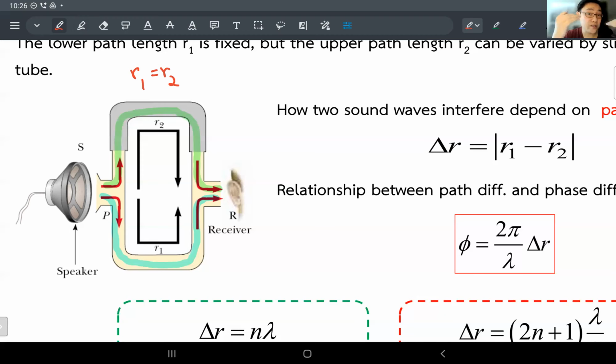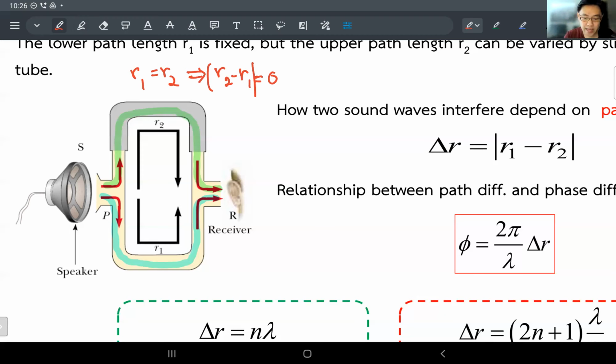Okay, and the way to summarize this very easily, you can say the absolute value of R2 minus R1 is just 0. I take the absolute value because I don't care which one travels longer or shorter. We just say the difference in distance traveled is 0. They travel the same distance. Cool, so far so good.